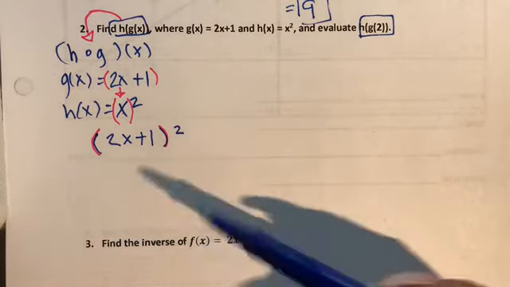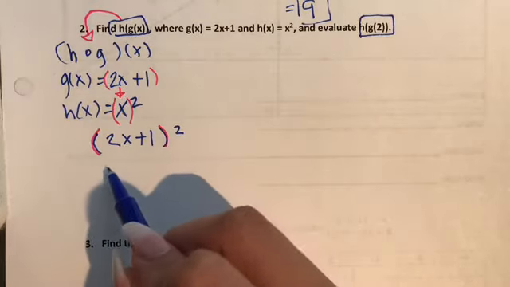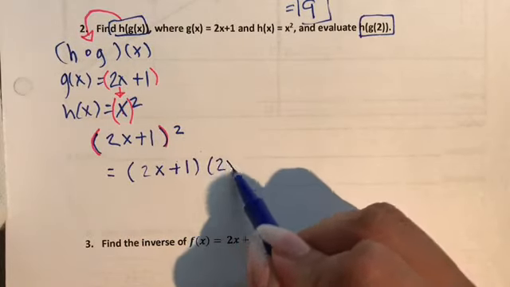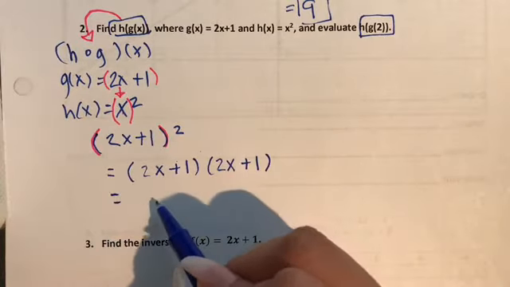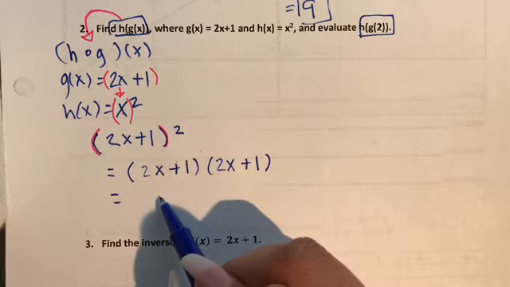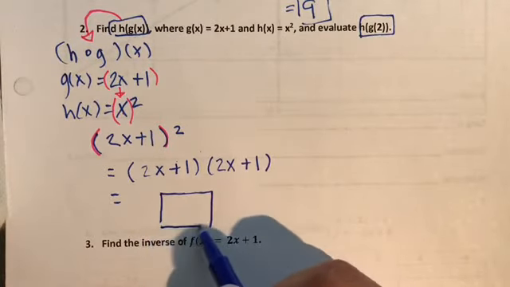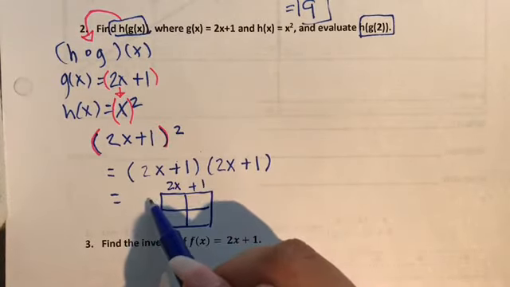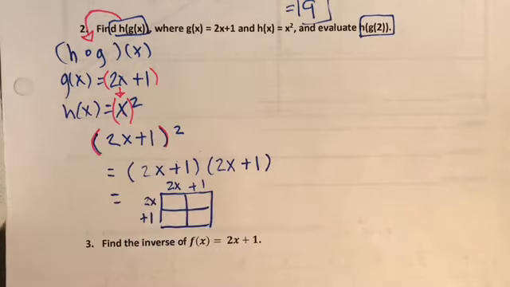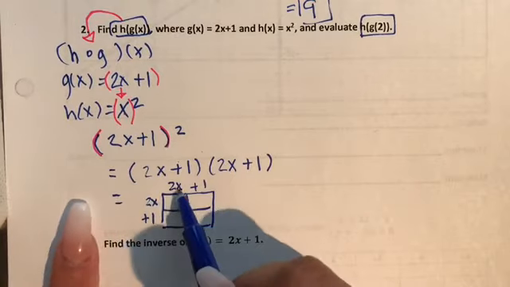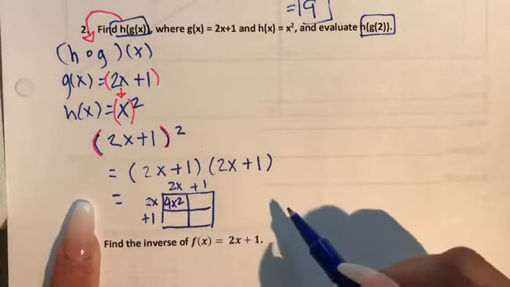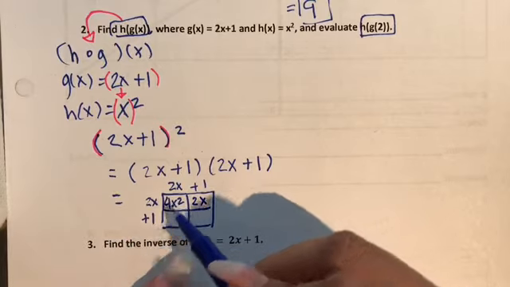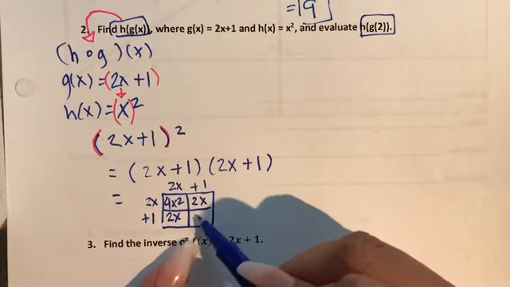And then you are going to expand it. So that means 2x plus 1 times 2x plus 1, which equals, let's go ahead and use the Punnett square, or the lattice. 2x plus 1, 2x plus 1. 2x times 2x is 4x squared. 2x times 1 is 2x. 2x times 1 is 2x. 1 plus 1 is 2.